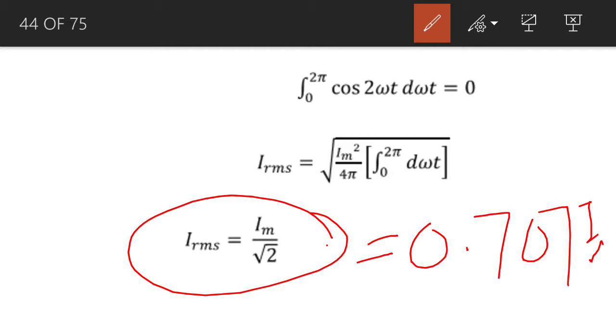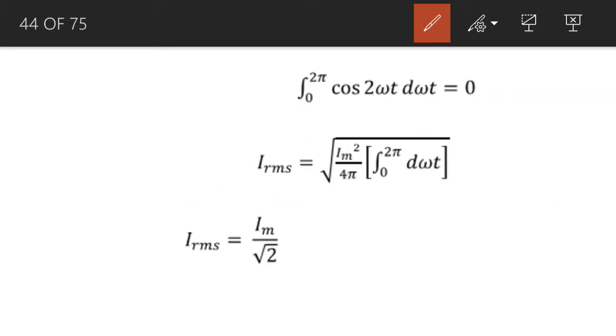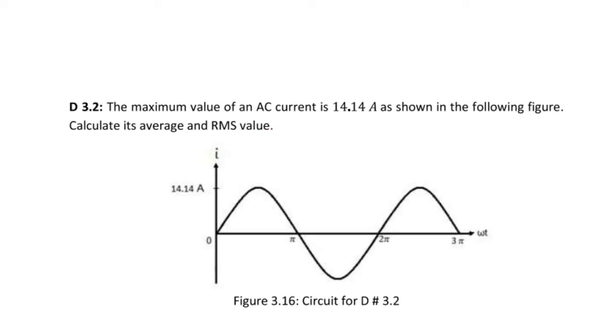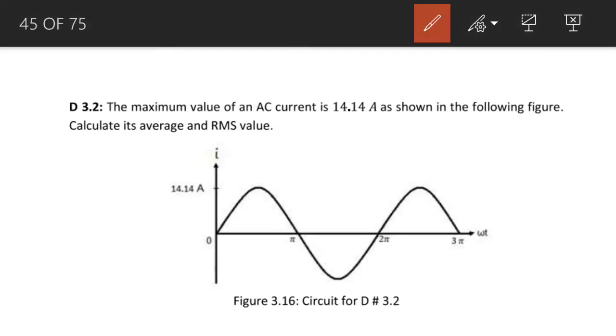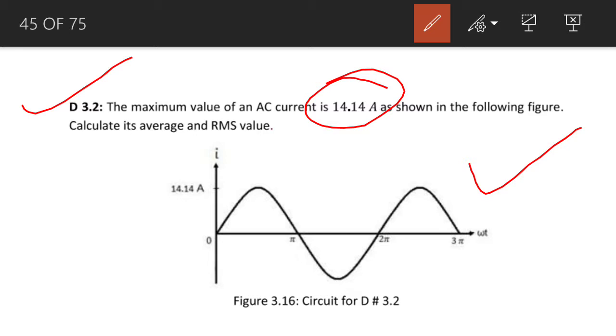So let us use these equations to do a few numerical examples. We do example number 3.2. Example number 3.2 says the maximum value of an AC current is 14.14 ampere. So this is the peak value of the AC current, and this AC current is shown in this diagram. You see, this is an AC current. This AC current varies sinusoidally with respect to time. Here is the maximum value of the current.